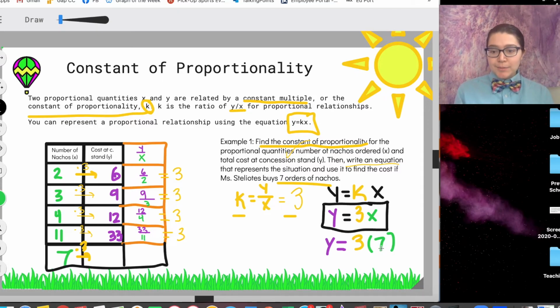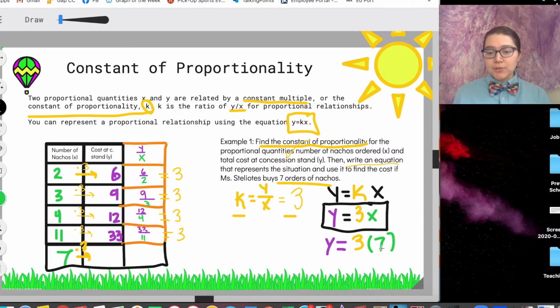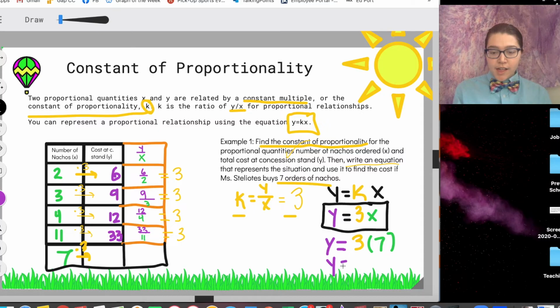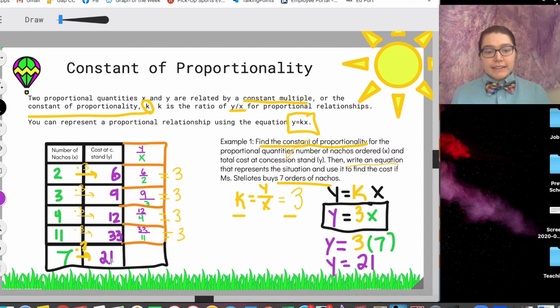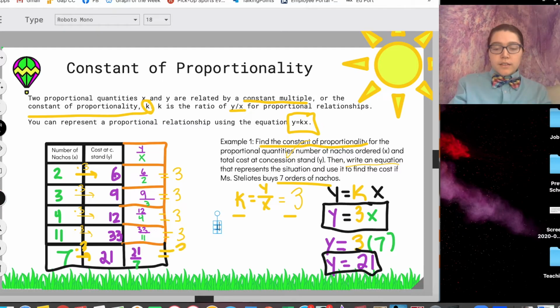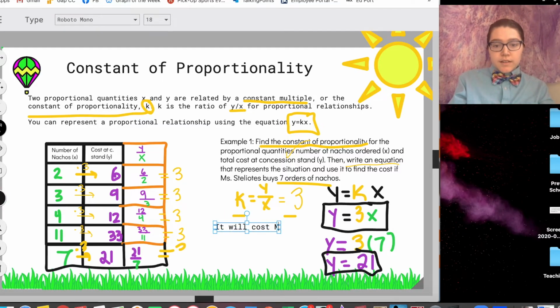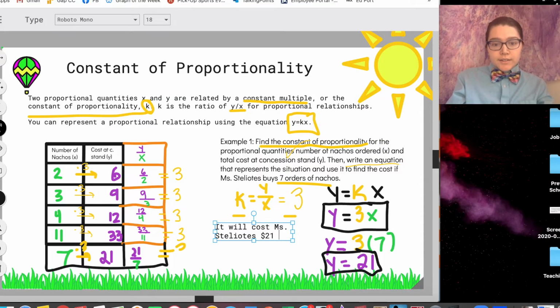So where I have x, I'm going to replace it with 7. And I put it in parentheses because that's going to represent multiplication. And then what is 3 times 7? Equal 21. Okay, so that's what's going to go here. If I buy 7 nachos, then the total cost is going to be $21. So it will cost Miss Deliotis $21 to buy 7 nachos.